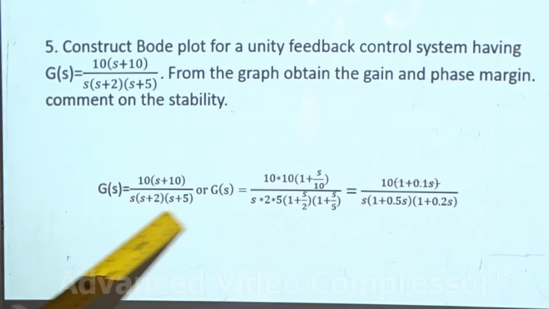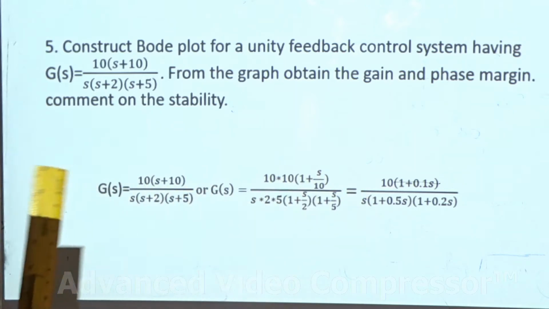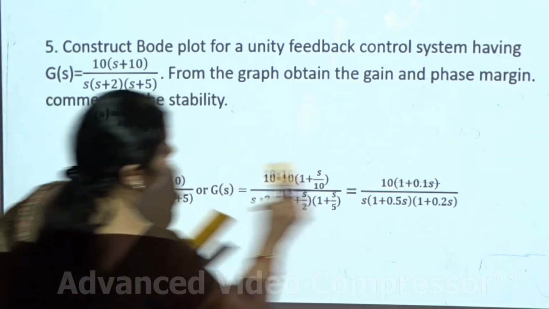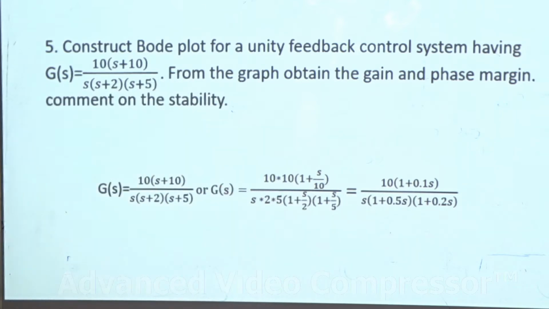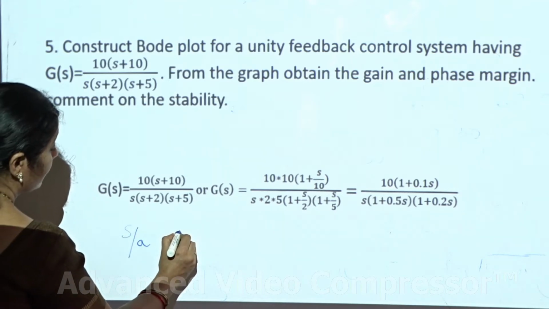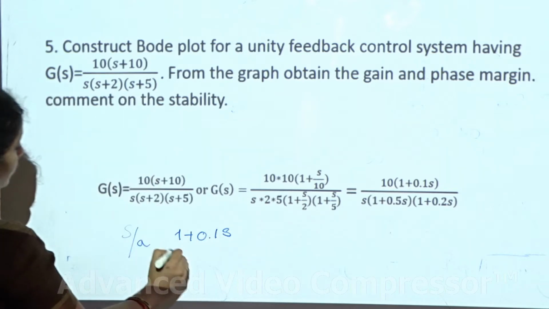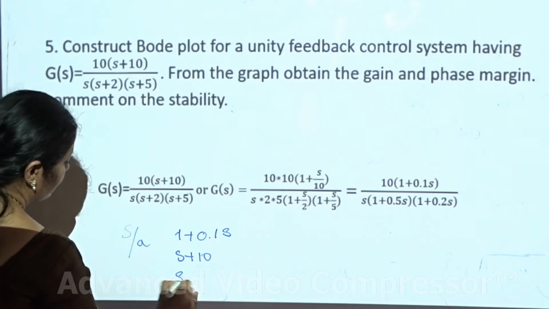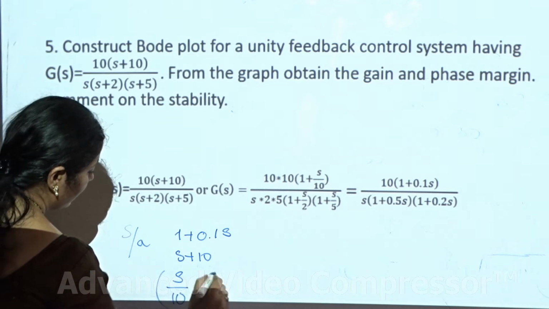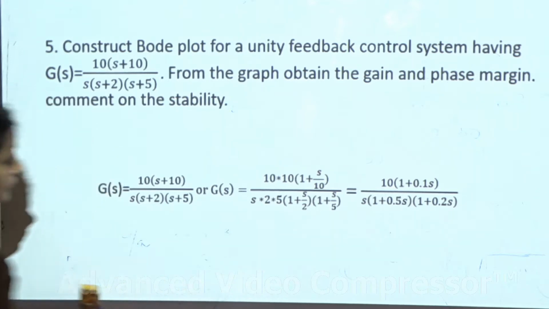Now hope this is clear. From this we have to get it into the standard form. See, usually it is S by something, S by A, or it is like 1 plus 0.1 S. But here you have S plus 10. Put it in this form so that it becomes convenient for us to recognize the corner frequencies.